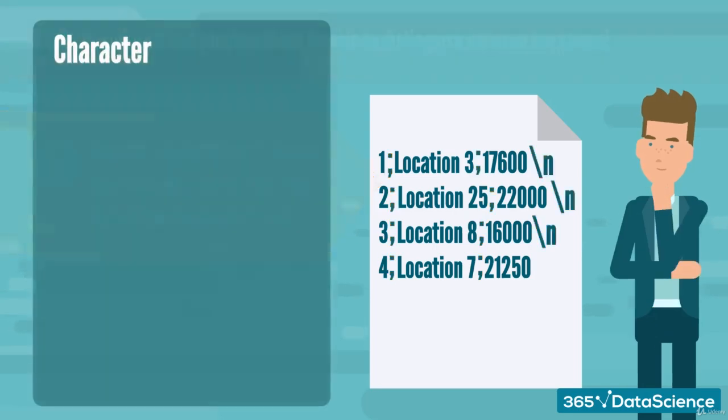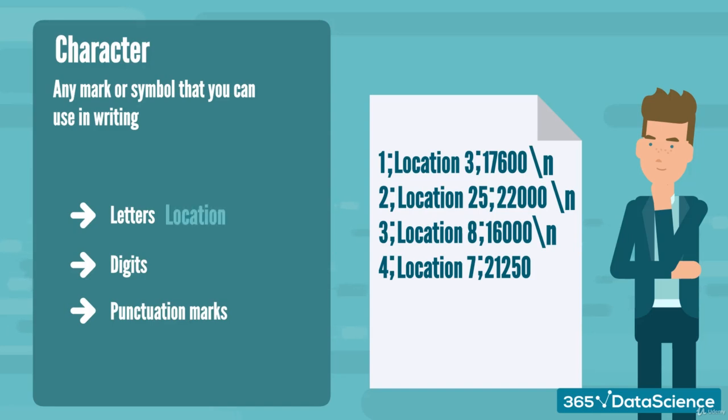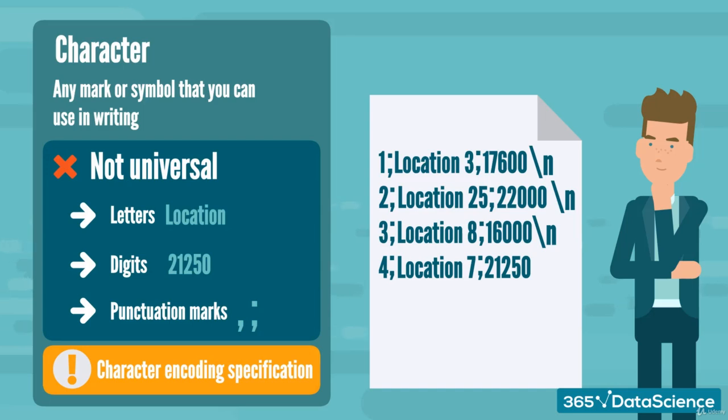In general, a character is any mark or symbol that you can use in writing, such as a letter, digit, punctuation mark, or other interesting symbols. For the purposes mentioned here, it will normally constitute a string of letters, numbers, and marks, like a comma or semicolon. But such helpful characters are not universal. It depends on the character encoding specification, which character can be used as an indicator for an end of a value or an end of a line.